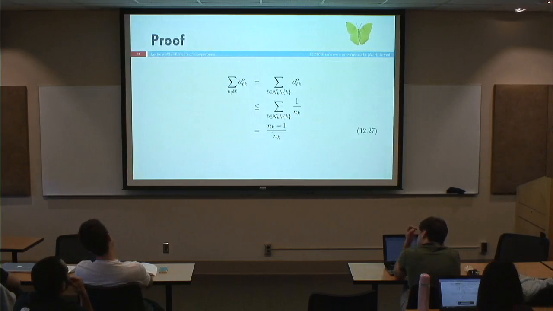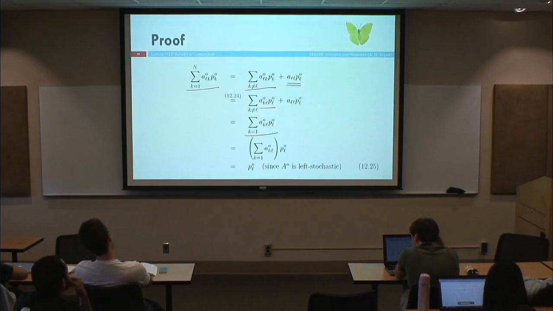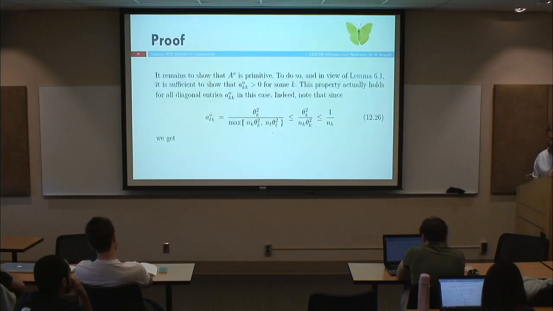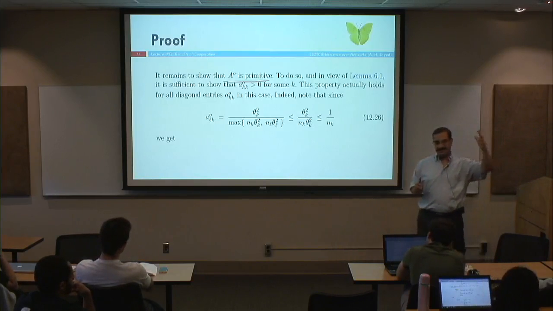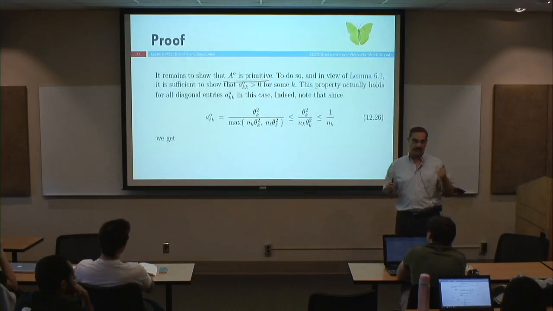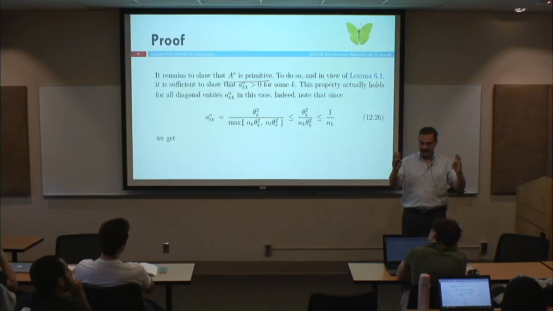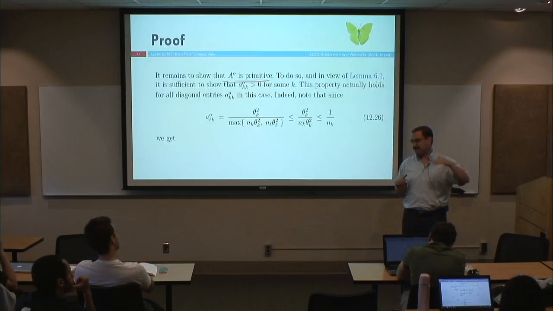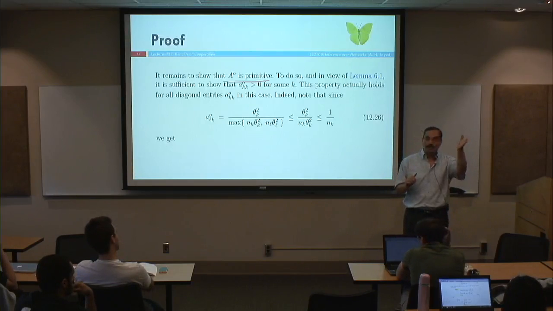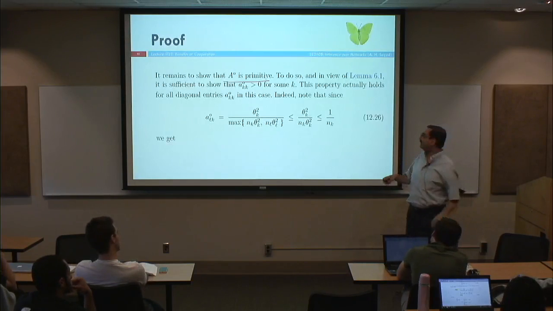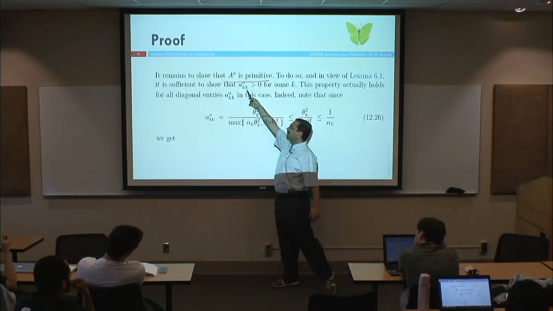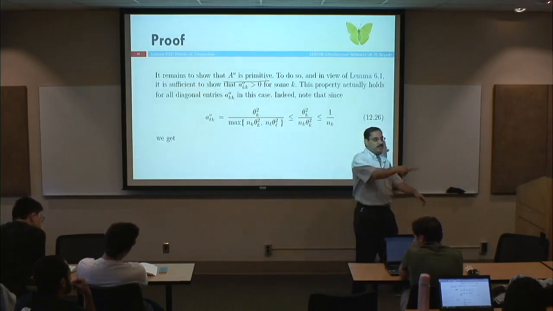Okay. Another aspect that I still need to show is that this A0 that I constructed is primitive. Because if you remember, all the MSD expressions I derived in the previous lectures were under the assumption that the network is strongly connected, which means that A has to be primitive, which means one of the diagonal elements of A has to be positive. That's all. If you can show that at least one is positive, actually all of them will be positive.